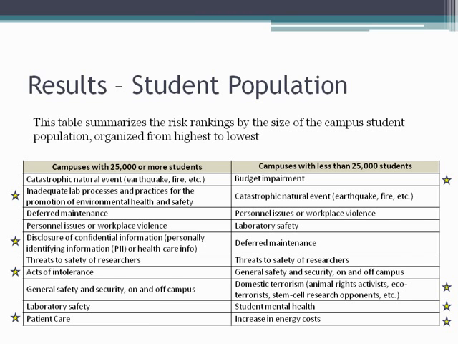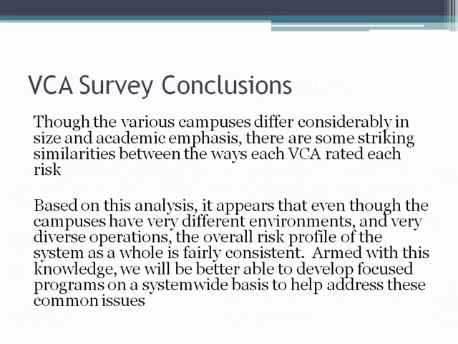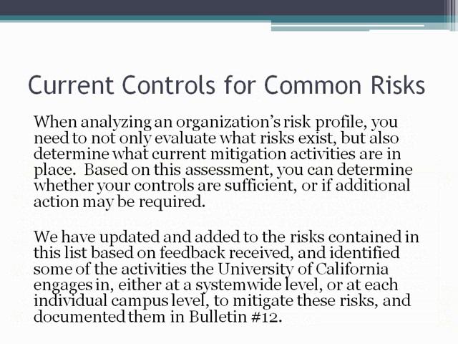So in conclusion for these surveys, even though the different campuses are unique and they vary in terms of their academic emphasis and their overall environment, there's a lot of similarities between the ways that each of the Vice Chancellors of Administration rated each risk. And because of that, we're better able to develop focused programs on a system-wide basis to help address those common issues. And so the slides that we've discussed up to now are really focused on what the impact and likelihood are of these different risks occurring at each campus. One of the things that we also want to think about are what the current controls are for these common risks, because you can't just look at what the risk is on its own. You need to look at it in context of your current control structure.